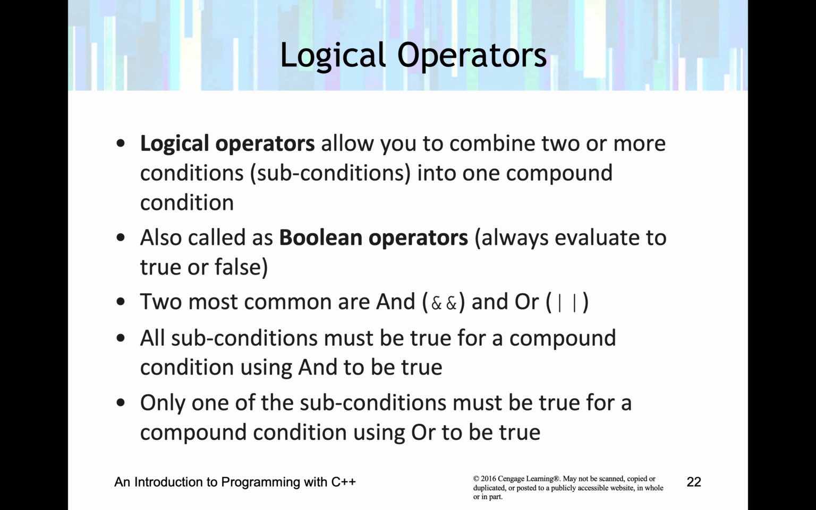Okay, logical operators. We have two logical operators, the AND and the OR. They're also called Boolean operators. They always evaluate to true or false. All subconditions must be true for a compound condition using AND to be true. So if you use AND, both the left and the right side of your condition have to be true for it to be true. If you're using an OR, only one of the conditions has to be true.